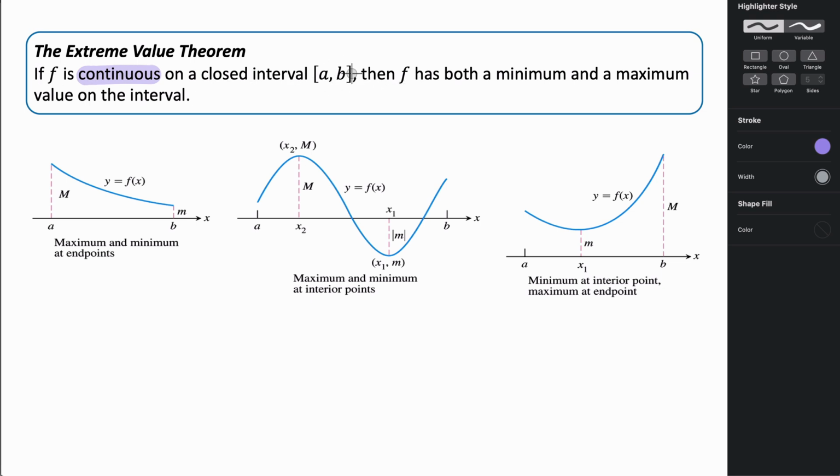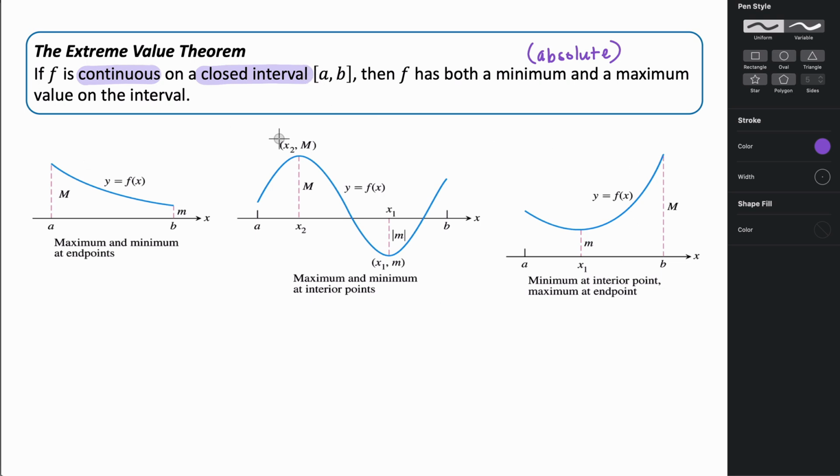If f is continuous on a closed interval, it means that the endpoints are defined, right? That's another important piece. So if it's continuous and it's closed, then f has both a minimum and a maximum value. And when we're talking about minimum and maximum values, we're talking about absolute minimums and absolute maximums on that interval. Both an absolute minimum and maximum are guaranteed to exist if we have a continuous function that's defined over some closed interval.